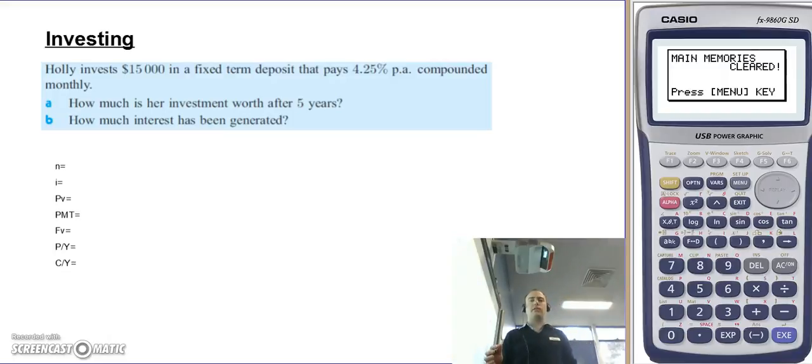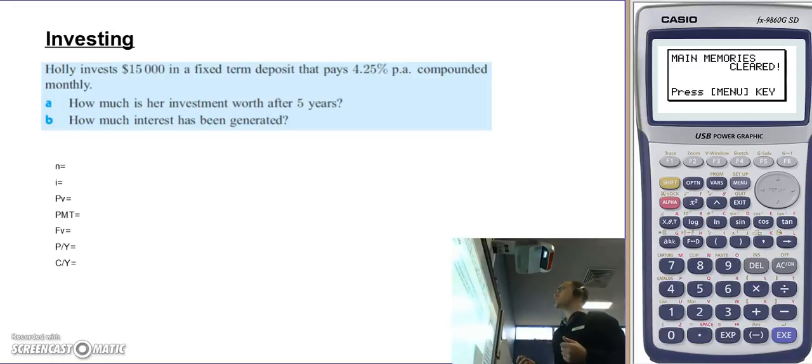We're going to have a look at a couple of simple investment examples here. So Holly invests $15,000 in a fixed term deposit that pays 4.25% compounded monthly. So how much will her investment be worth after 5 years, and how much interest has been generated? So two parts to the question.